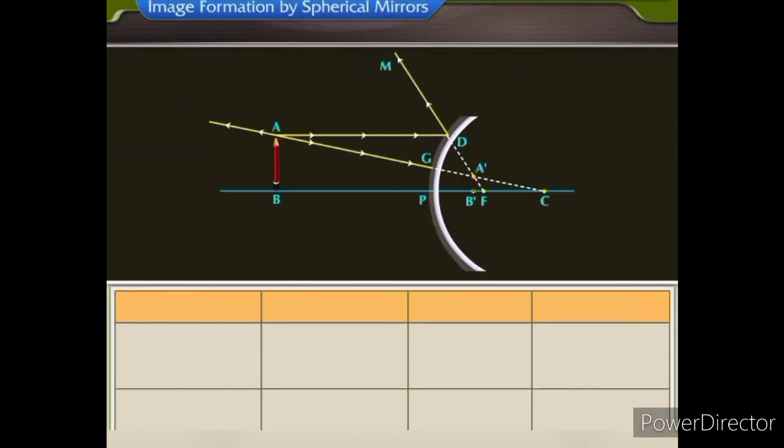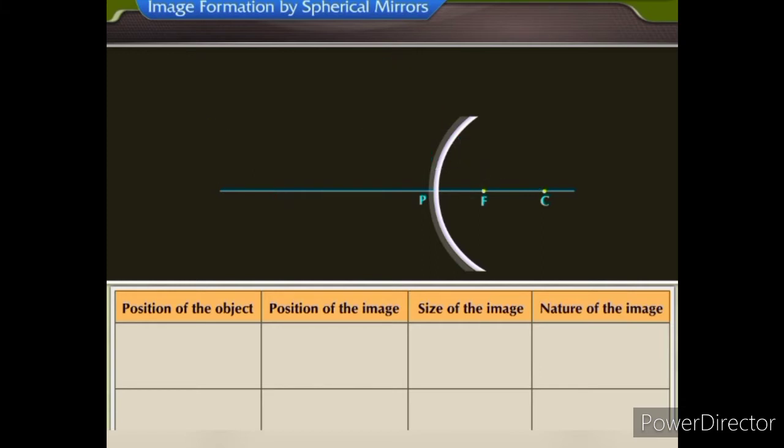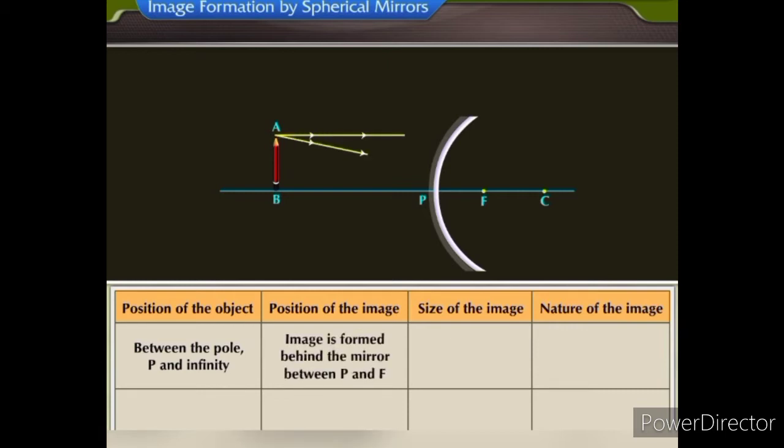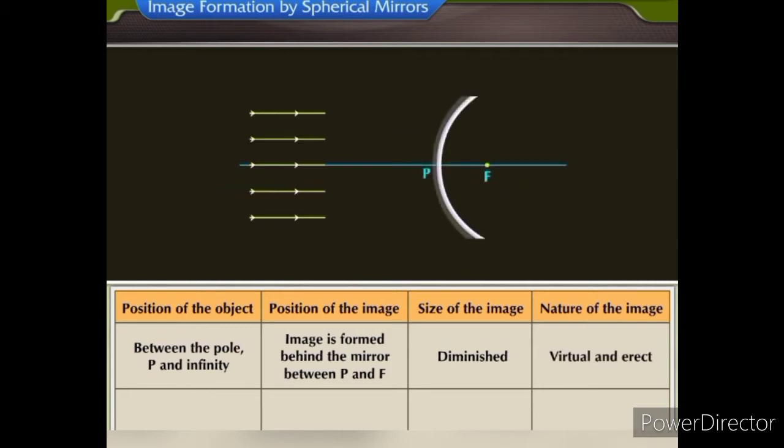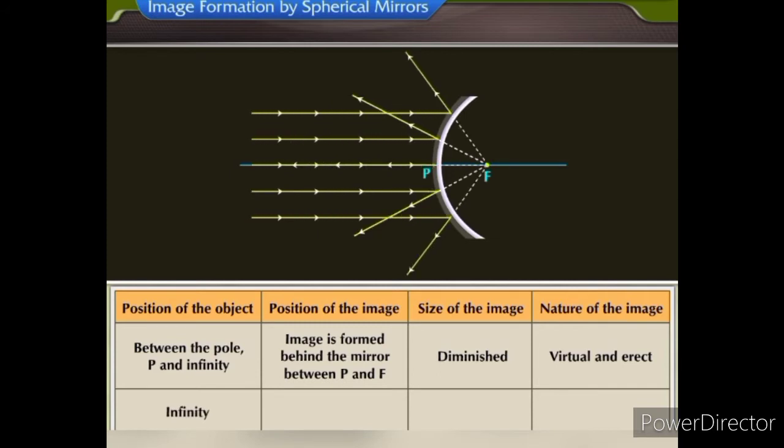Let us tabulate our observations for the image formation by a convex mirror according to the position of the object, position of the image, size of the image, and nature of the image. When the object is placed anywhere between the pole P and infinity, then the image is formed behind the mirror between P and F. The image is diminished and the nature of the image is virtual and erect. When the object is placed at infinity, then the image is formed behind the mirror at the focus F. The image is highly diminished and the nature of the image is virtual and erect.